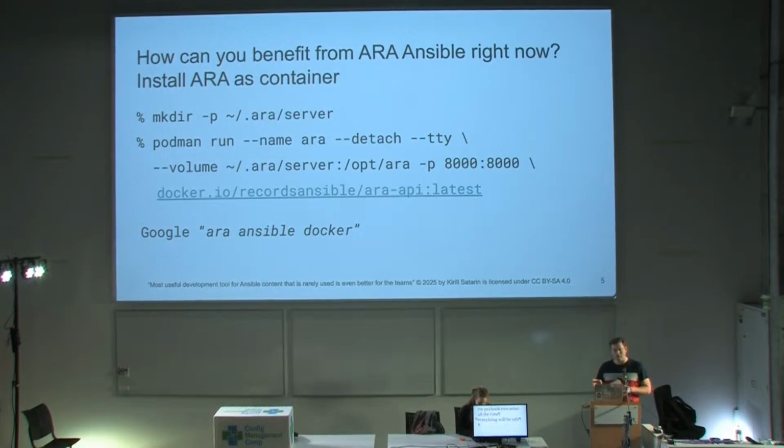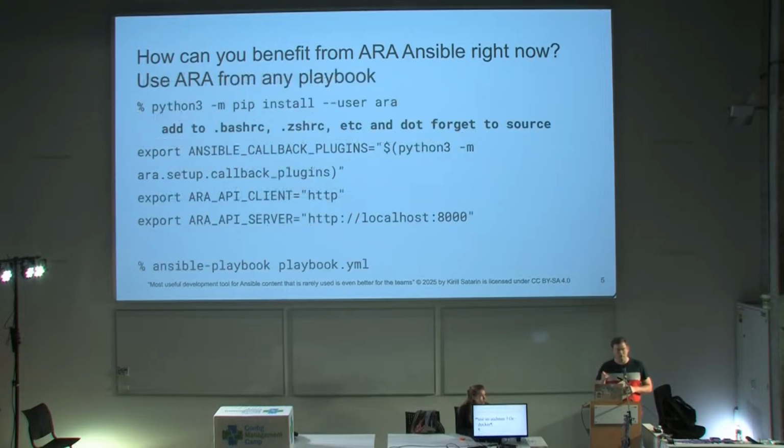So how to install it? Using Podman or Docker, you can install it in two simple steps. First, you install it. If you type these commands on your computer now, you will end up installing ARA by the end of this talk. Then you have to push all the playbook executions to the ARA host of your choosing. Here it's a localhost. So after these three environment variables are set, each and every playbook execution will be saved in ARA.